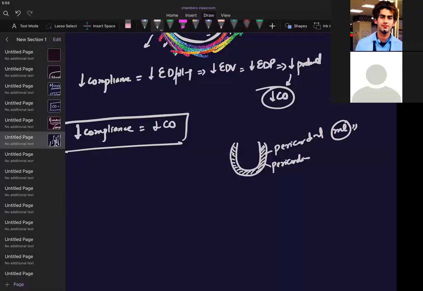Now what will happen is, if this fluid becomes more, if I have more fluid in the pericardial cavity, what will happen? See, I'm increasing the fluid here.